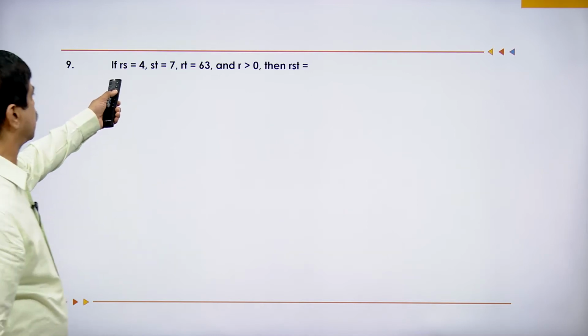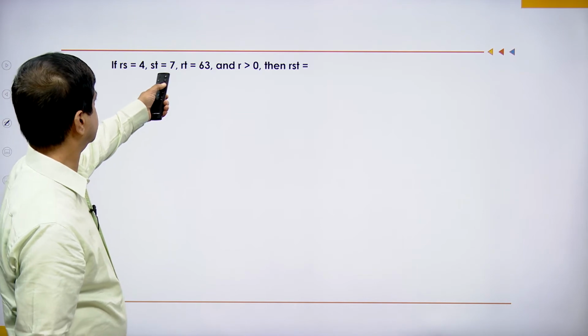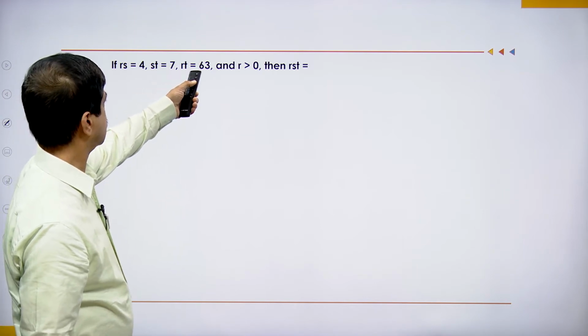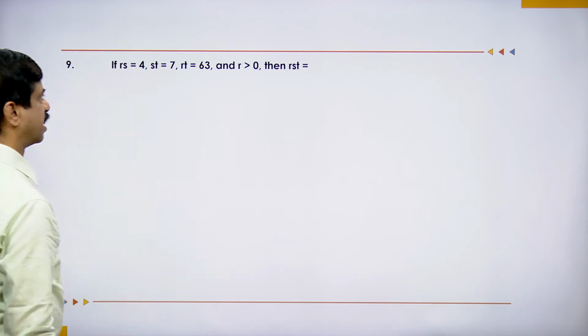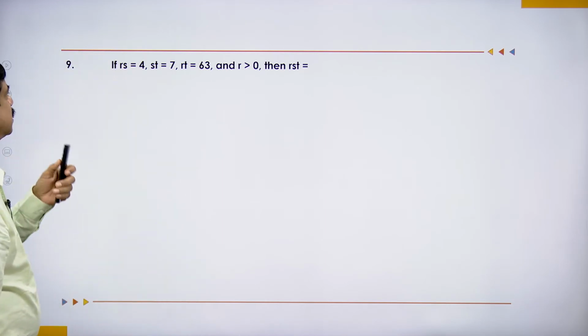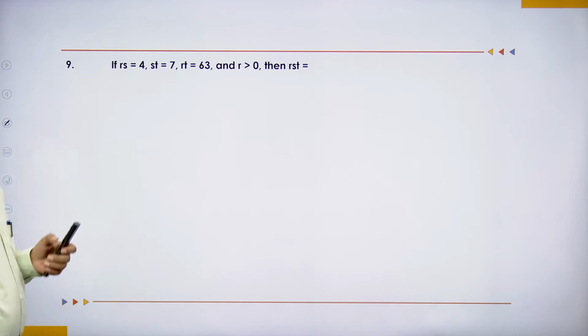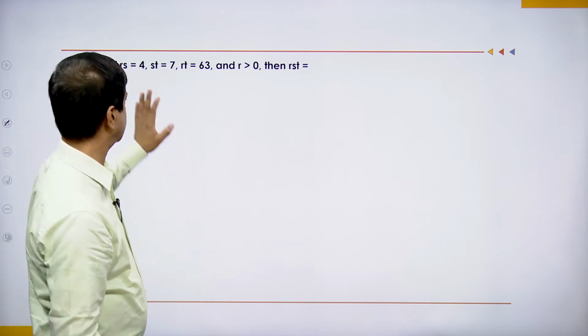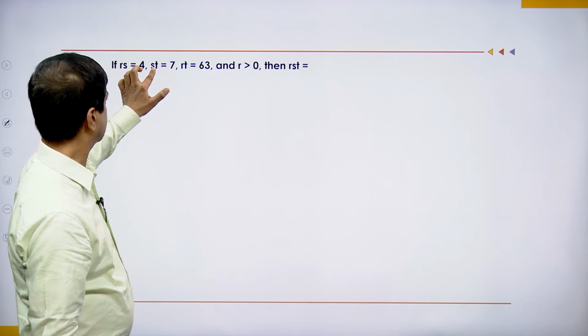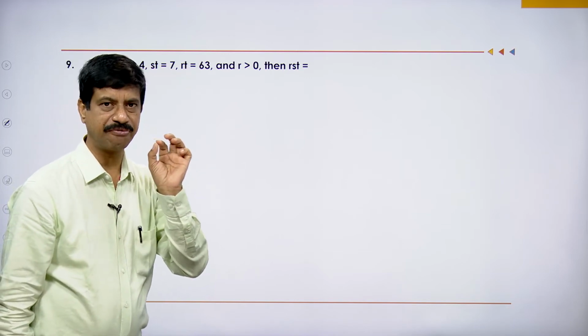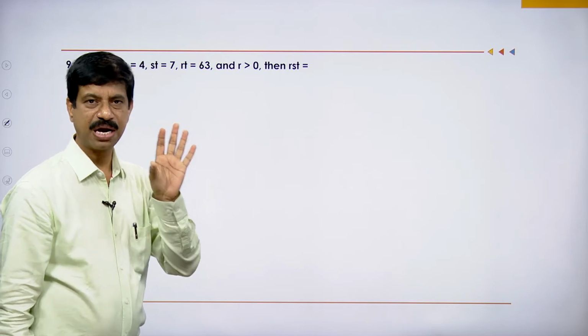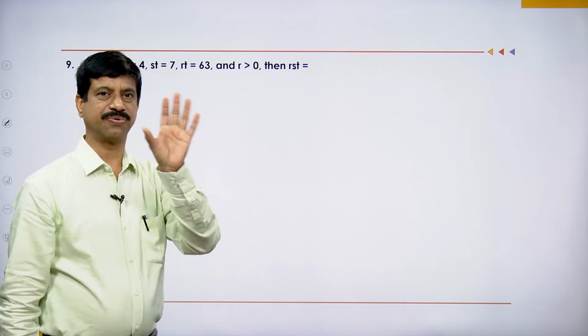So look at this. If RS equal to 4, ST equal to 7, RT equal to 63, R is greater than 0, then he is asking you to find out the value of RST. RST. So if you observe, it's very simple. RS, ST, RT means everything is occurring twice. Everything is occurring twice. So if you multiply such things, you will get R square, S square, T square.